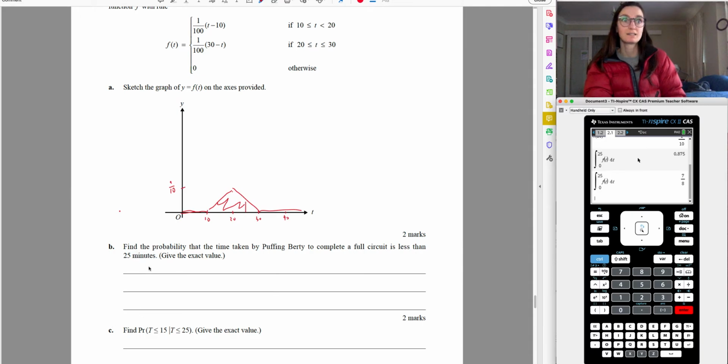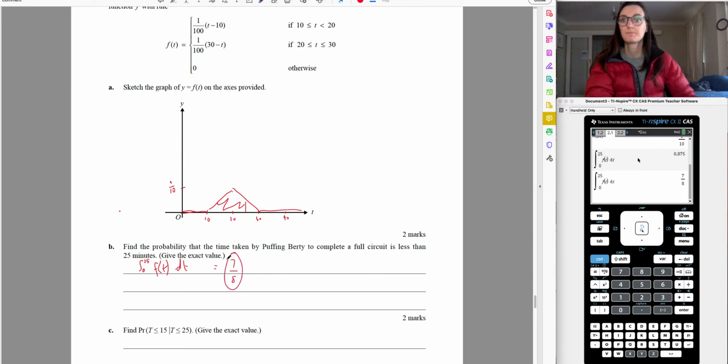So let's just do that again, no, it's still exact. It's worth 2 marks, so I'm going to put this in as well, so if I make a mistake somewhere along the line, at least I might get marks for that. 7 on 8. There we go.